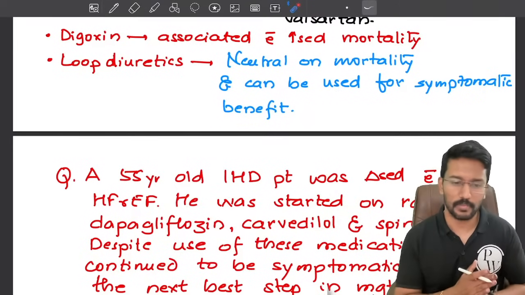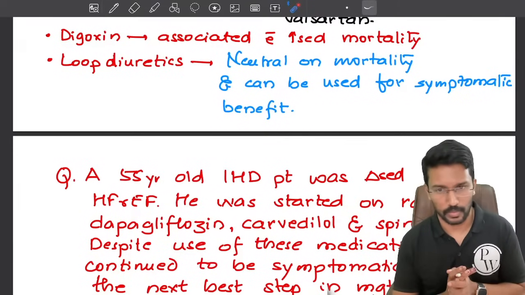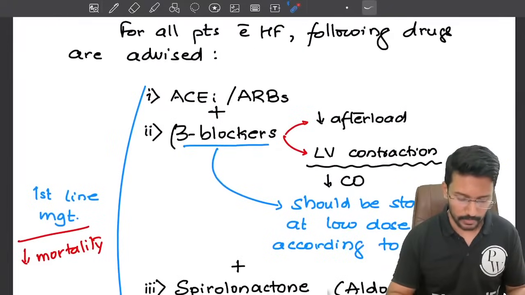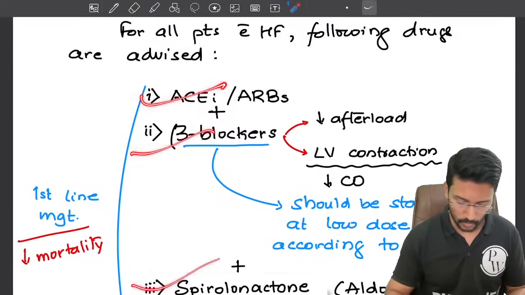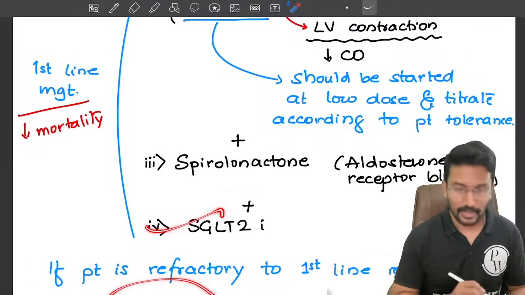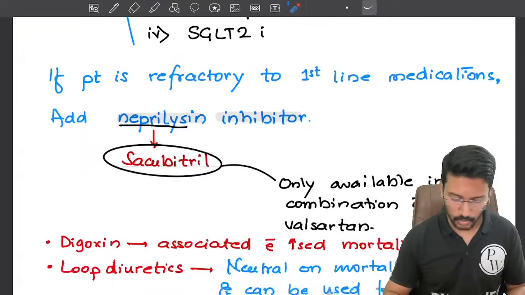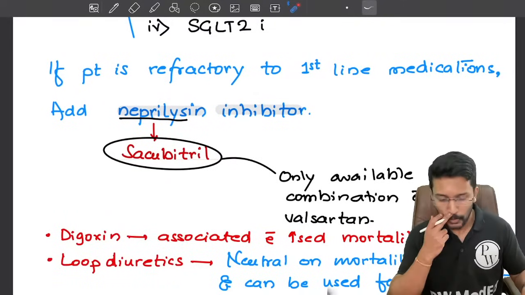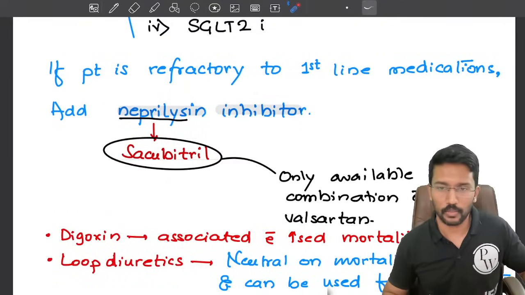Clear? If the patient's symptoms demand the use of it, we can use it, but they don't give you a mortality benefit. So which class of drugs give you mortality benefits? ACE inhibitors, beta blockers, spironolactone, SGLT2 inhibitors and neprilysin inhibitors. Which drug is associated with increased mortality? That is digoxin.